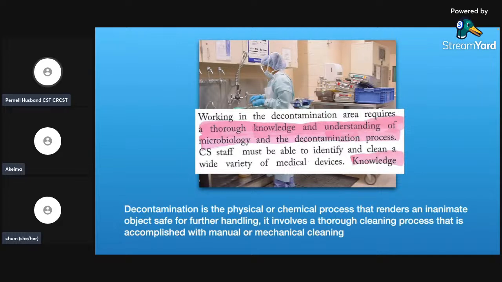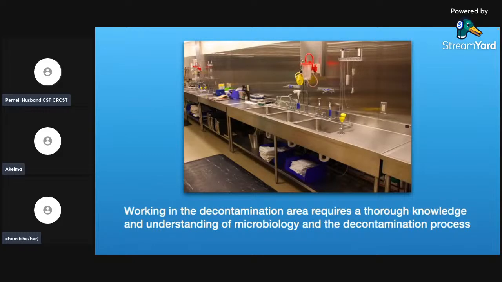So working in the decontamination area where this technician is right now requires a thorough knowledge and understanding of microbiology. You need to have a very good awareness of microbiology, and basically how we kill microbes and pathogens, that kind of thing. Central service staff must be able to identify and clean a wide variety of medical devices. Here's a snapshot of part of a decontamination area in the sterile processing area.